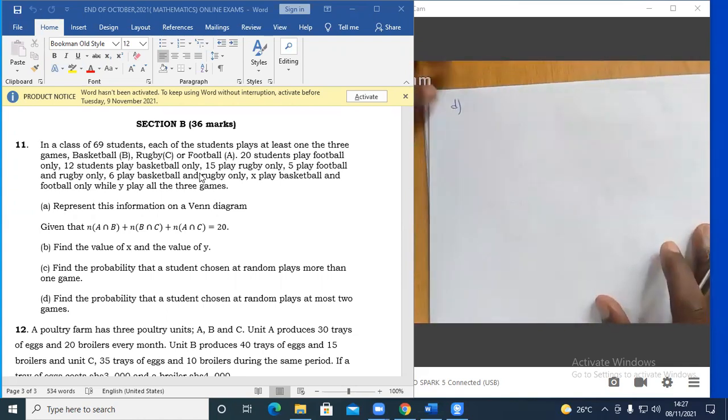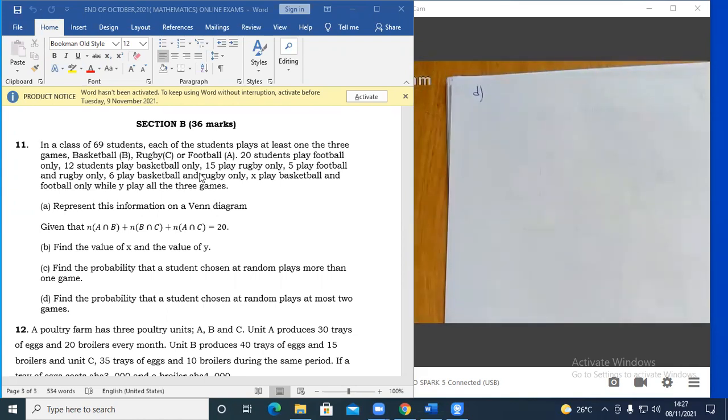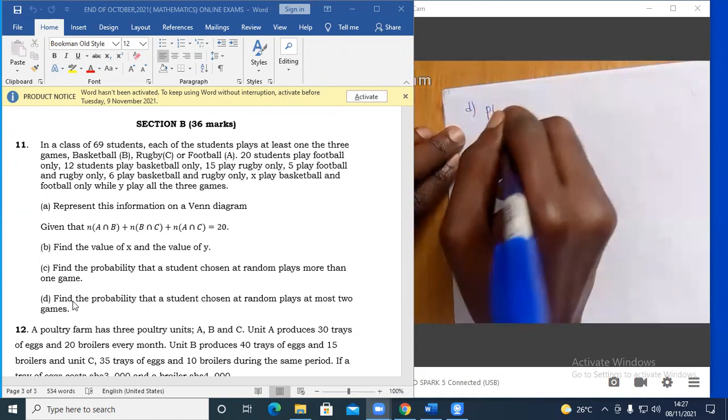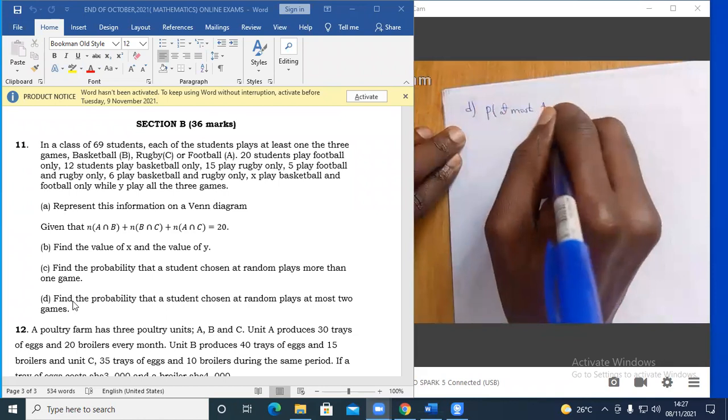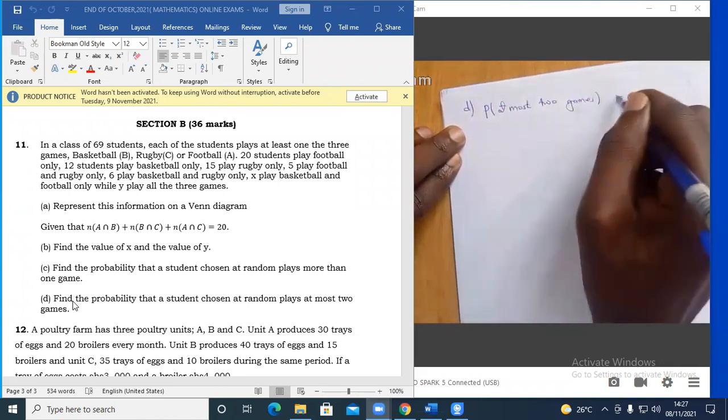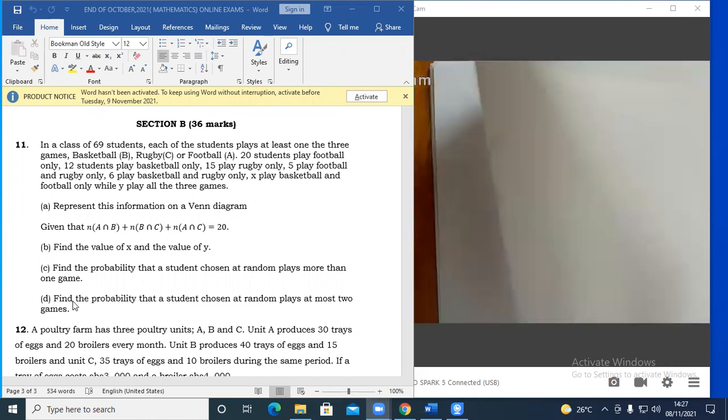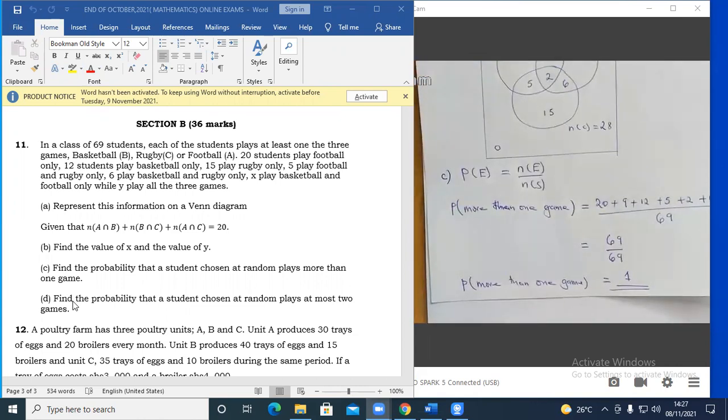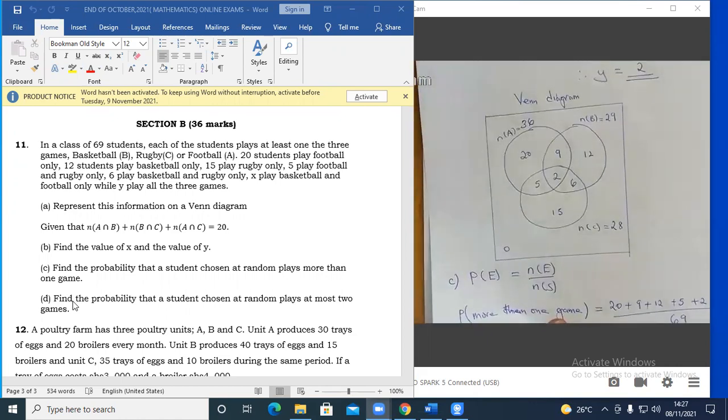What about in D? They're saying find the probability that a student chosen at random plays at most 2 games. So here the probability of at most 2 games. So which one are we going to add? At most 2 games. What does at most mean? Which means someone can play 2 games, 1, or none.